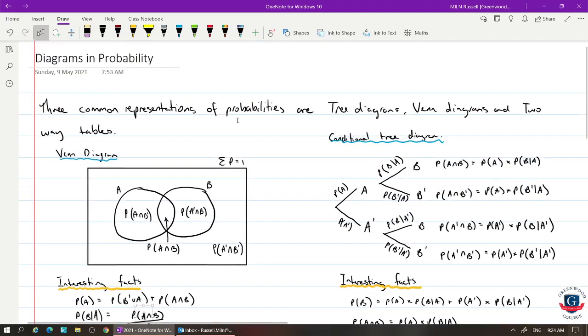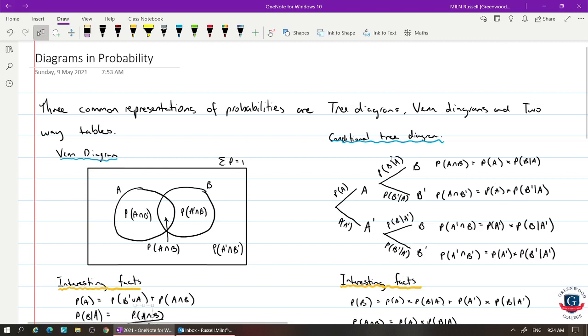Probably the more difficult of the three is the conditional tree diagram, because it's a little bit more powerful in what it can do, but it's also a little bit more complicated. So we still have event A and event B, and the intersection of A and B is that times that, and that's shown by this here. The intersection of A and not B, so that would be this region here, is that times that, which gives us this, so on and so forth.